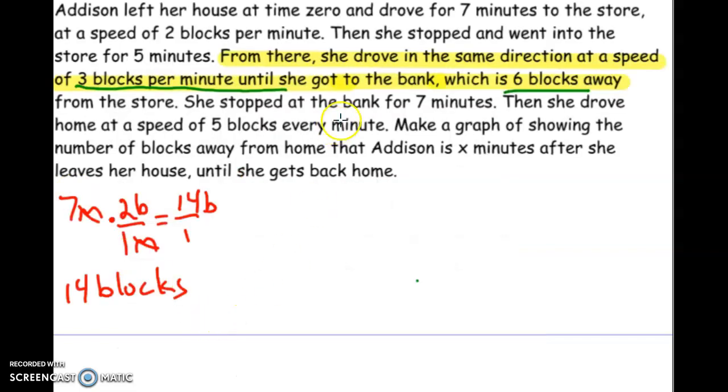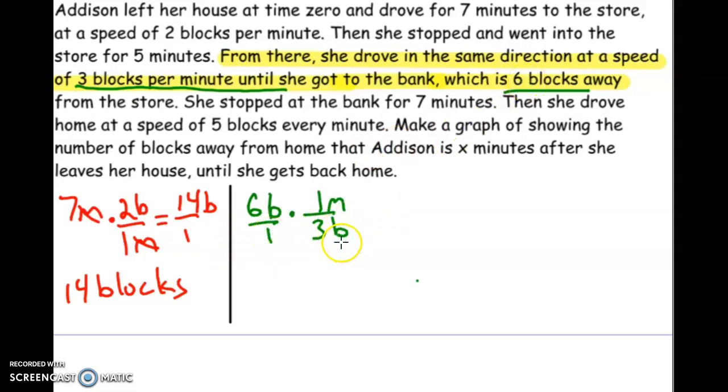From there, she drove in the same direction, which would be away from home, at a speed of 3 blocks per minute until she got to the bank, which is 6 blocks away. Here I'm going to do this in green. It's the same thing, we'll set up a ratio. But this time, we don't know the minutes, but we do know the blocks. So we need to figure out the minutes and not the blocks. We know it's 3 blocks per minute, and we know it's 6 blocks. So I've got 6 blocks over 1.